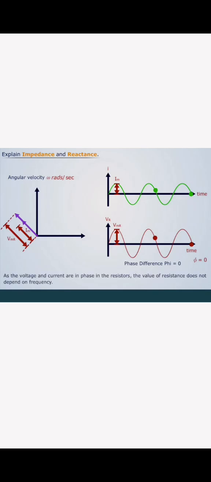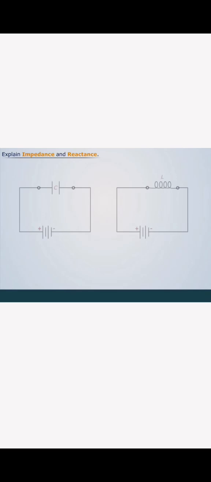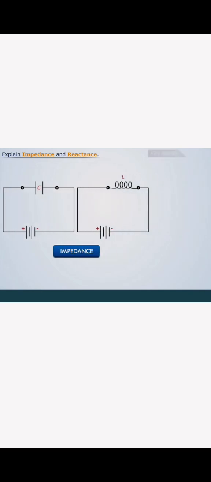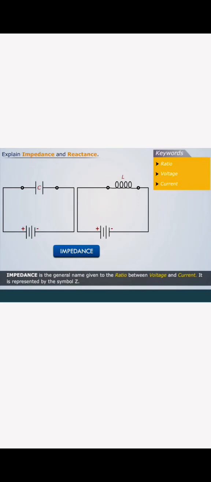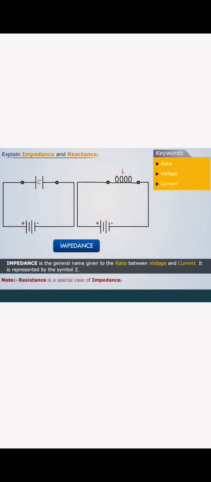As the voltage and current are in phase in the resistors, the value of resistance does not depend on frequency. Unlike circuits with only resistors, there are other circuits where the ratio of voltage to current is dependent on the frequency and generally have a phase difference. For such circuits, the term impedance is used instead of resistance. Thus, impedance is the general name given to the ratio between voltage and current. It is represented by the symbol Z. Note that resistance is a special case of impedance.